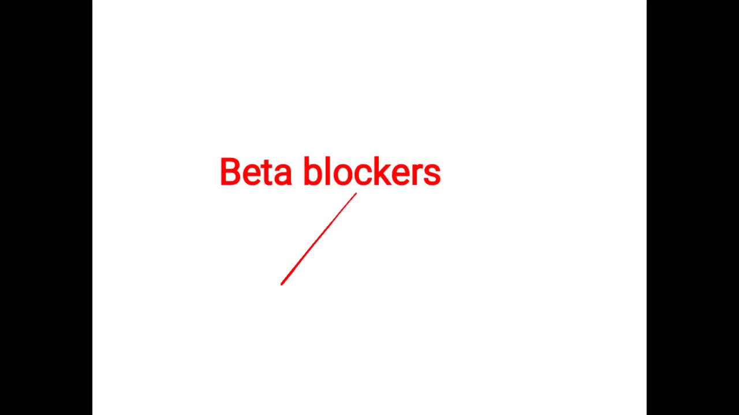Now we will move to the sympatholytic drugs. In that, beta blockers. So we start with the beta blockers. The drugs which are responsible to block the beta receptor are called the beta blockers.